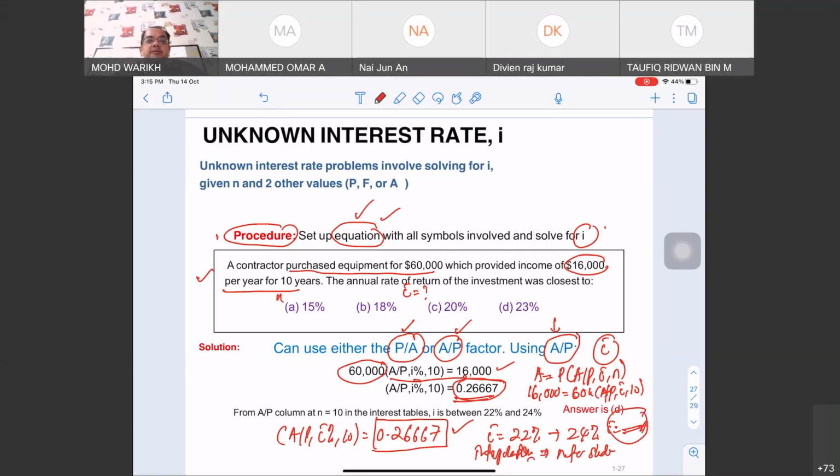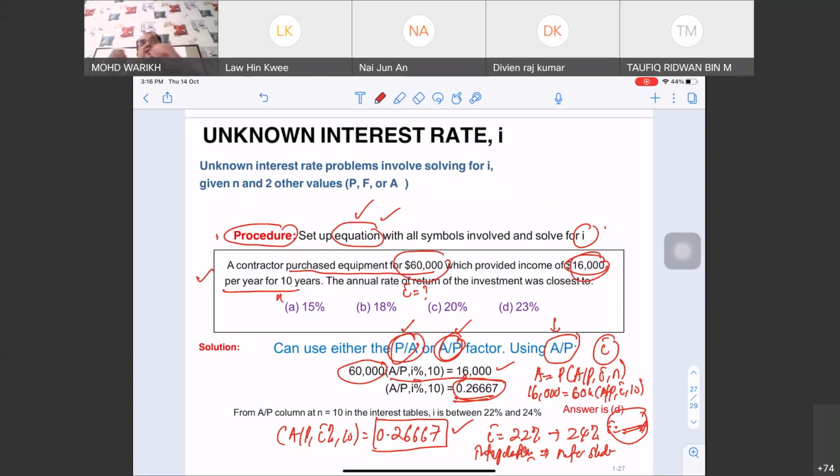Doctor, how about we use the formula to solve for this problem? The A over P factor formula? Can, no problem at all. That's why you can use P over A or A over P, no problem at all because it's already given. E is given, E is also given.